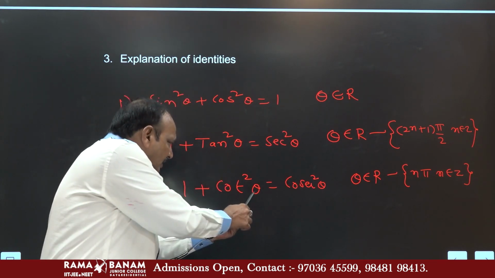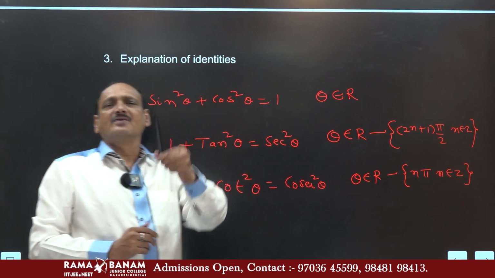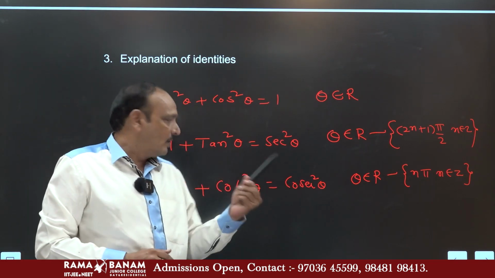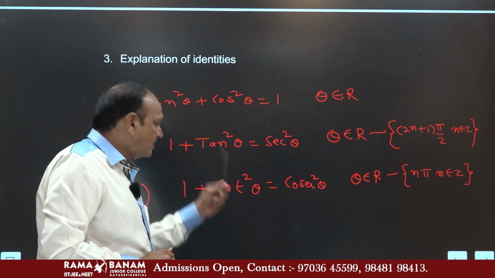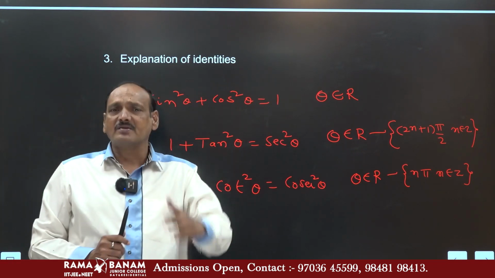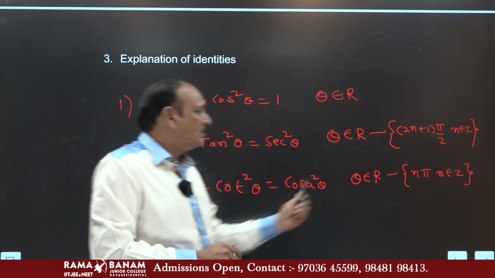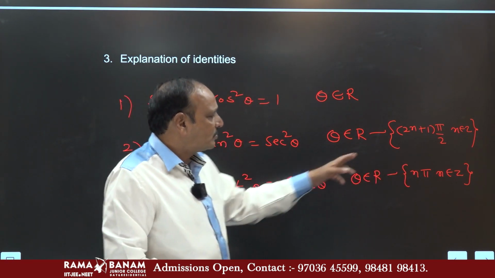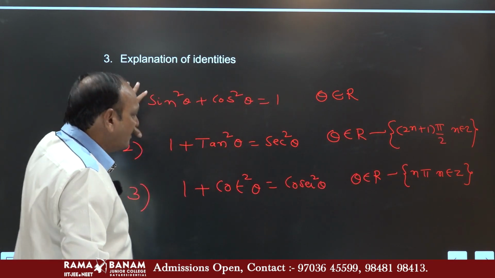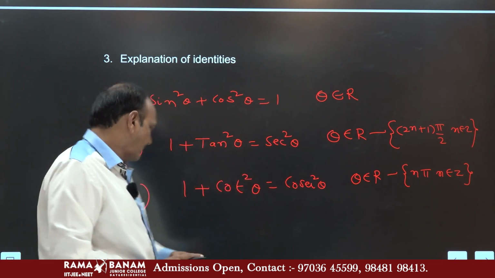If I give theta 0 degrees, cot 0 is not defined. If I give theta is equal to 0 degrees, cosecant 0 is not defined. If I give theta 180 degrees, cosecant 180 degrees is not defined. So, cot theta is not defined, cosecant theta is not defined at 0 degrees, at 180 degrees, at 360 degrees, at 540 degrees, going on. So, I am writing the general value, theta belongs to R except n pi, n belongs to Z. These three identities are important to solve the questions, the topic of identities and ratios.